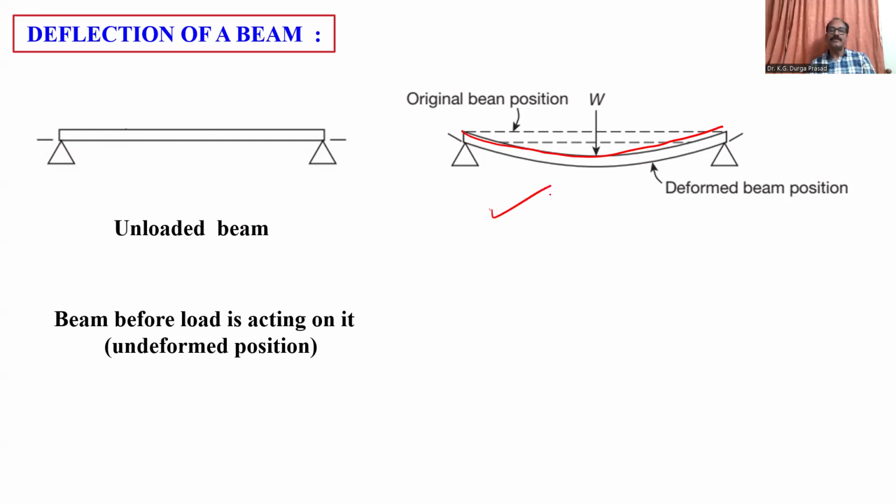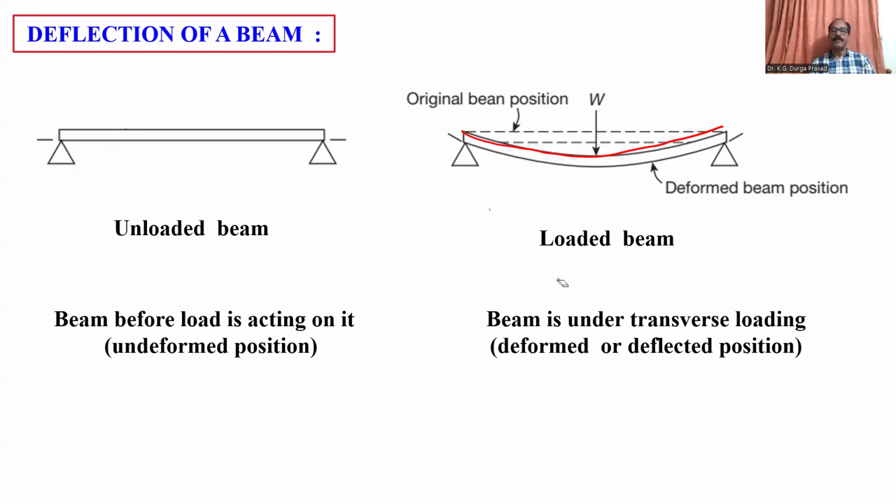But in this case, you see that there is a load W. Because of the load applied, what happens? The horizontal neutral axis takes a curved form. You see this is a curved form, right? So this is the deformed beam position. I hope you understand. Next. So it's a loaded beam.